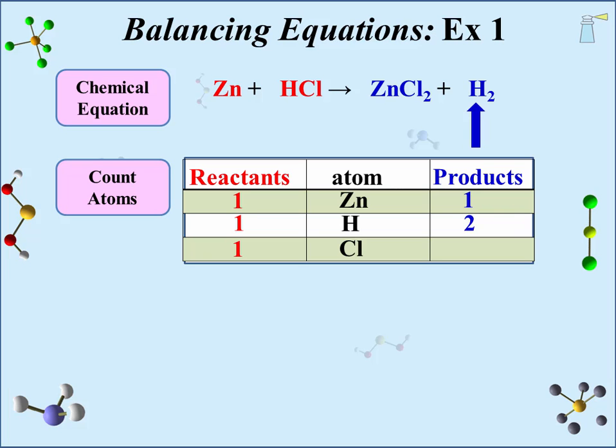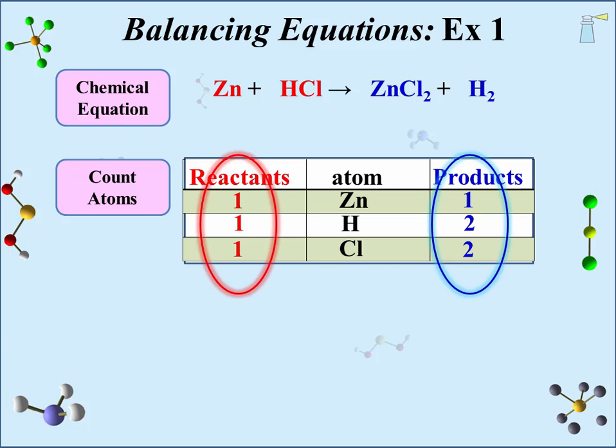And finally, how many chlorines? Again, the subscript 2 tells us that there are 2 chlorines. The product tally is finished, and a comparison of the tally on the reactant and the tally on the product side shows that they are not equal. As written, this is not a balanced equation.